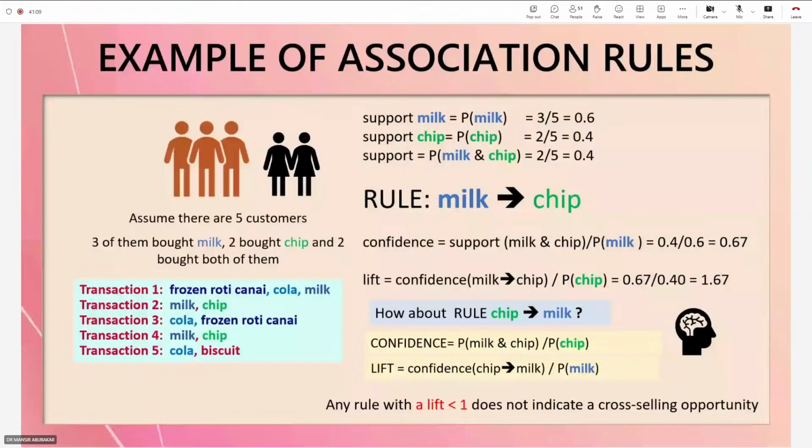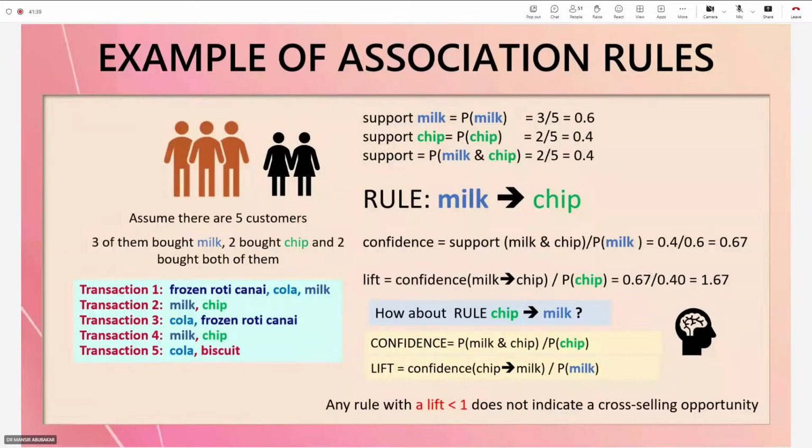So now how is the rule generated? Based on the question, we say, oh, what is the rule of milk implying cheese? Do we say that whenever there is a purchase of milk, there is also a purchase of cheese? So for us to get the confidence that this rule holds, we need to find the confidence. And once you have the support, then you can easily find the confidence.